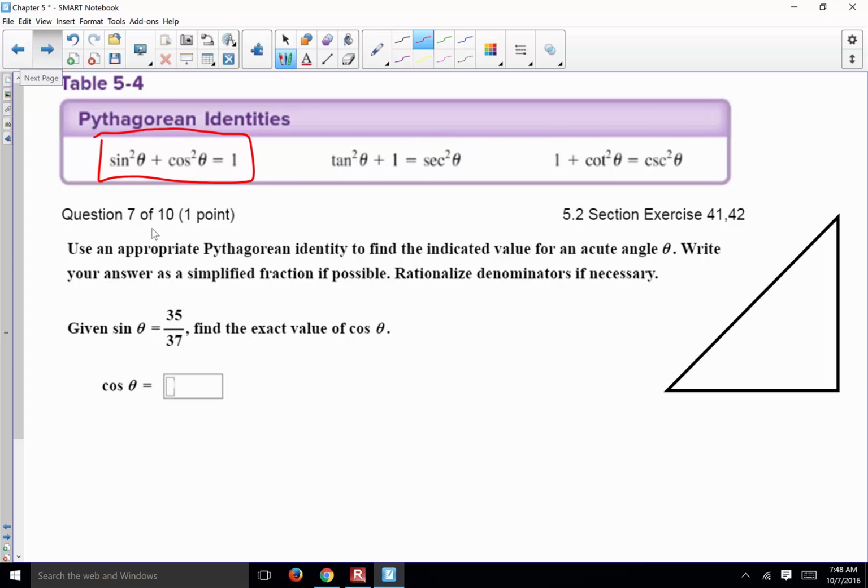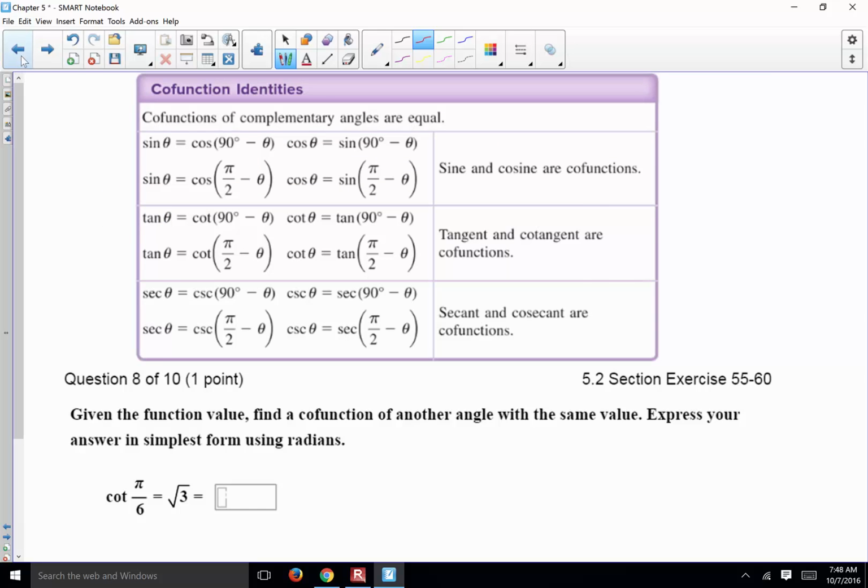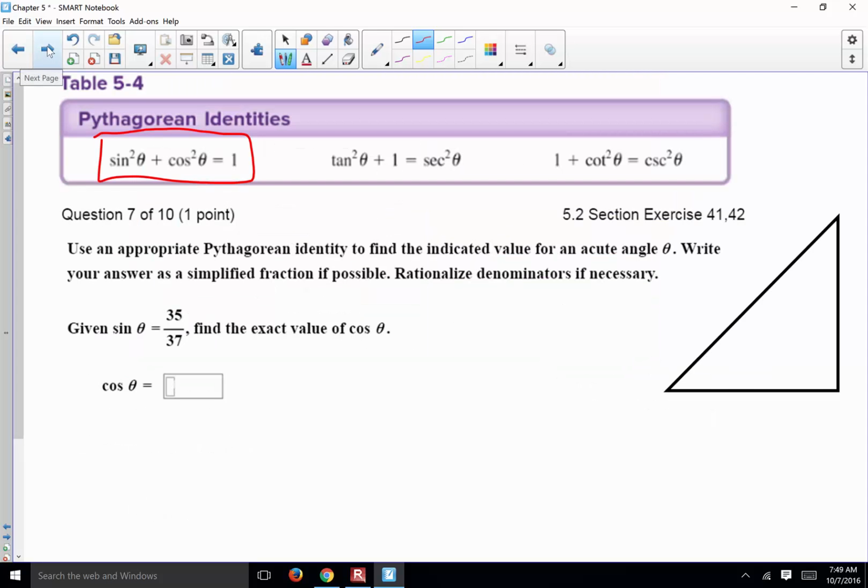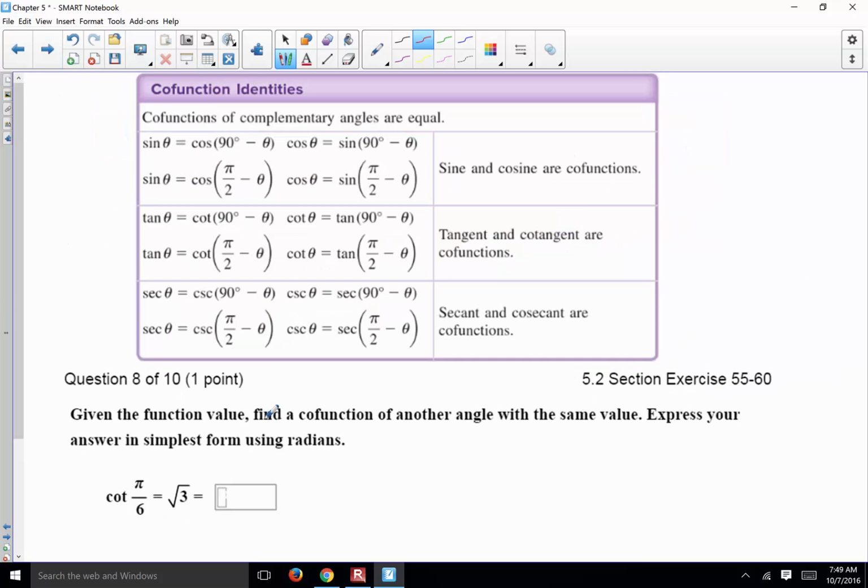We finished this, I believe, number 7. We were about to start cofunction identities, I believe.